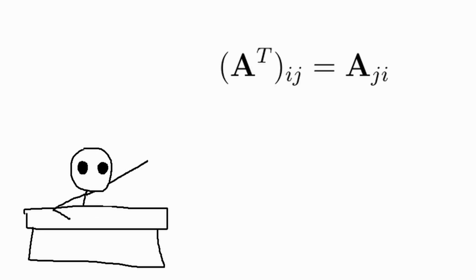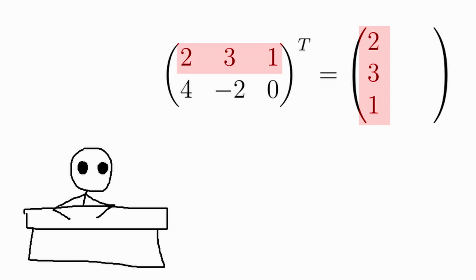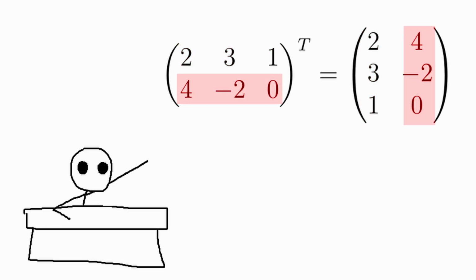So the last operation I want to talk about is matrix transposition. To take the transpose of a matrix, you just switch the rows and columns. Let's try to take the transpose of this matrix as an example. This matrix is a 2 by 3, so the transpose will be a 3 by 2. Remember, we're just switching rows and columns, so the first column of the result is the same as the first row of the input. Then it's the same idea for the second column.